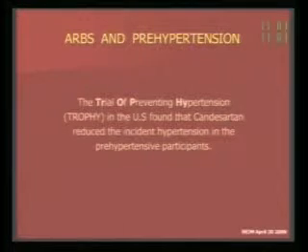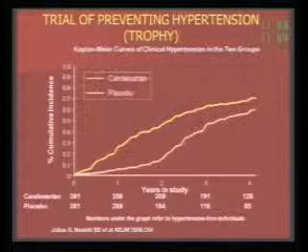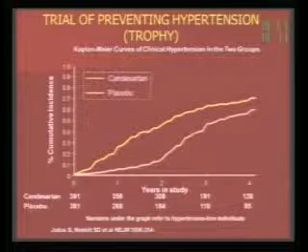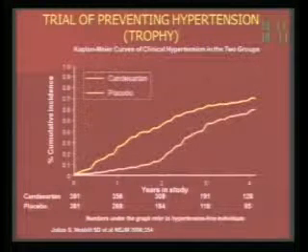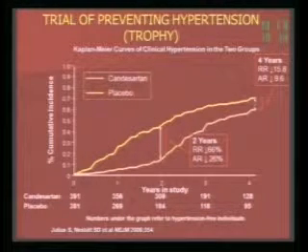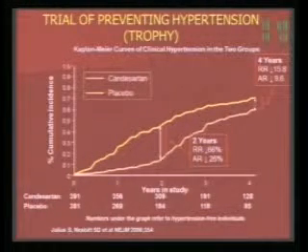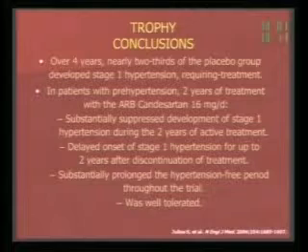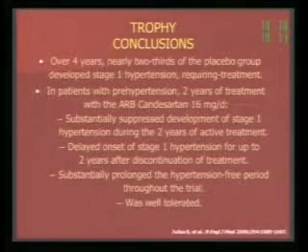There is a special role of ARB in pre-hypertension, and there was a very interesting study done called the TROPHY trial, the trial of prevention of hypertension. Candesartan was used against placebo in pre-hypertensive patients. And what was the outcome? The outcome was, after 2 years, a significant difference in the onset of hypertension. Over 4 years, nearly two-thirds of the placebo group developed hypertension requiring treatment.